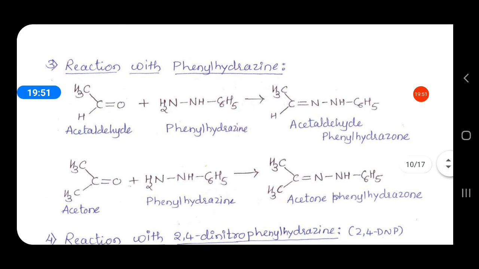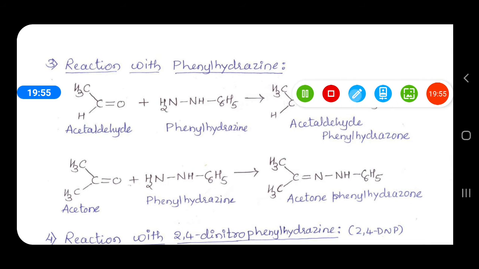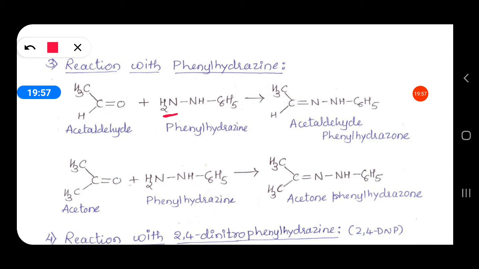Another derivative of ammonia is phenylhydrazine. So see, one of the hydrogens of ammonia is replaced by NHC6H5. So this is phenylhydrazine. So these aldehydes or ketones, when treated with phenylhydrazine, form phenylhydrazones. So these phenylhydrazones are also yellow colored products.